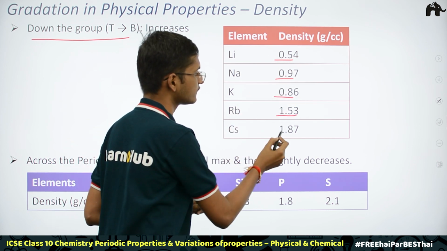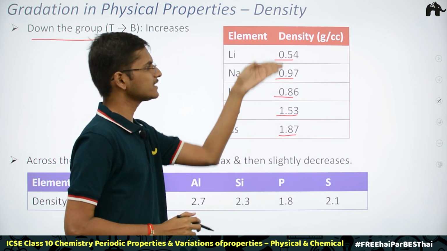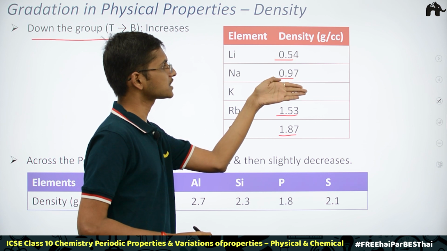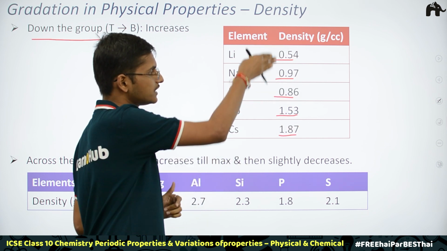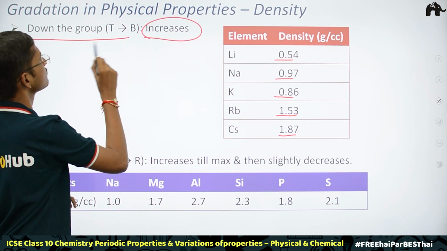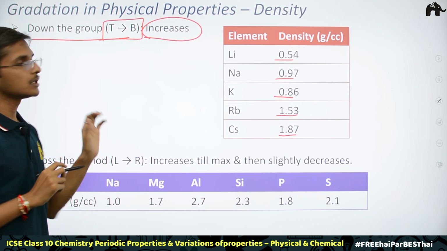But then see, 1.5, 1.8, it is again increasing. So we can say the net is increase, right? Just a slight deviation. But if we ignore this slight deviation, we can find out that the density is increasing. So what is happening? Density increases when we move from top to bottom in a group.